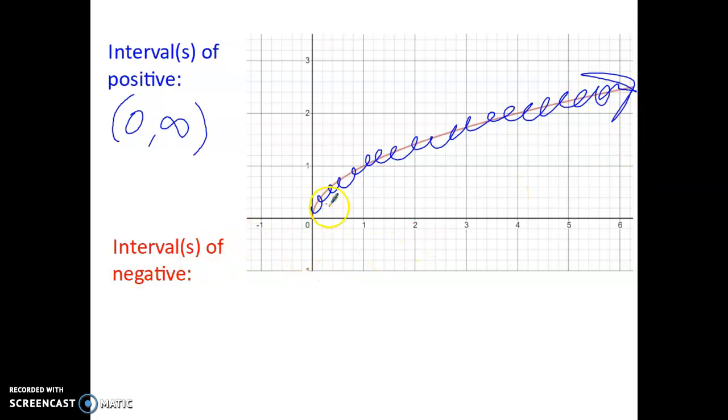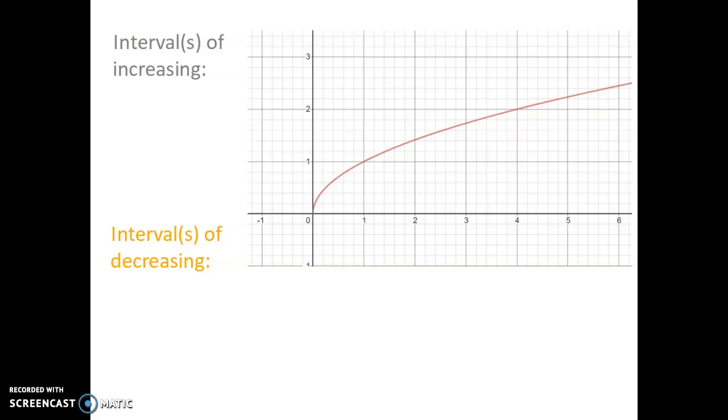Well, no, because 0 itself is neither positive nor negative, so I do not have an interval where this graph is negative. It is positive on its whole domain, except actually at the point 0, where it is neither positive nor negative. All right, intervals of increasing and decreasing.